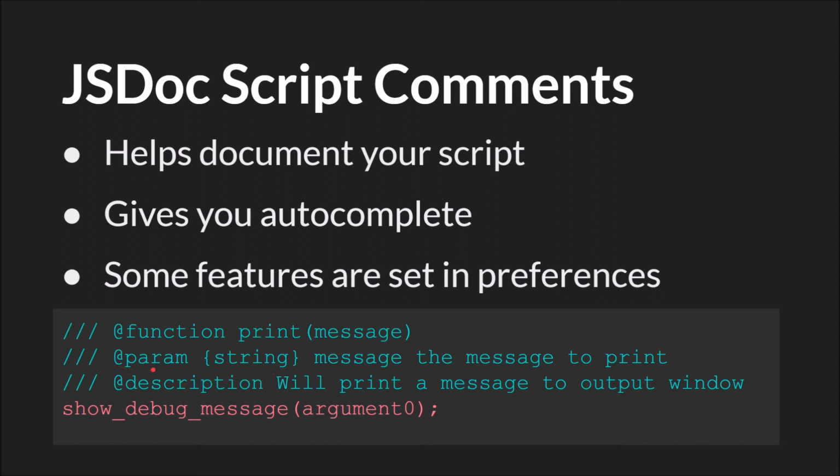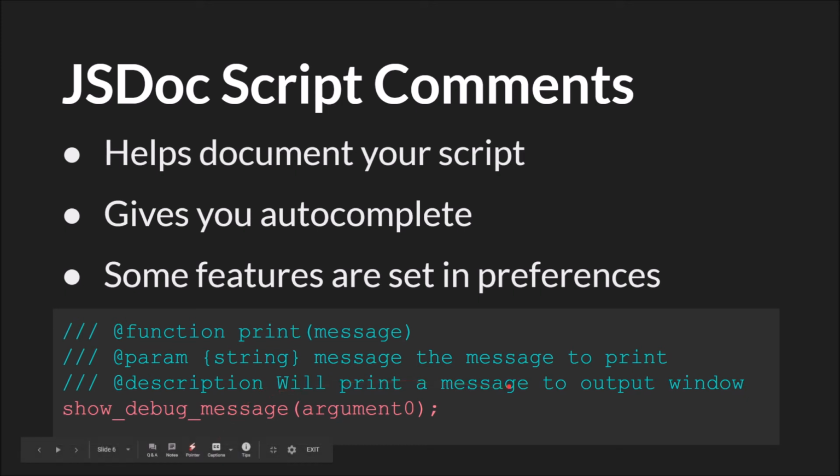This one, param, allows you to give 3 different things. First, it allows you to give the data type the argument is supposed to be. Then it allows you to give the name of the argument. And then it allows you to say what that argument is used for. So here we have param, string, message, the message to print. It'll show up in GameMaker Studio 2 to show you what arguments you are supposed to use and what they do. Description is just that.